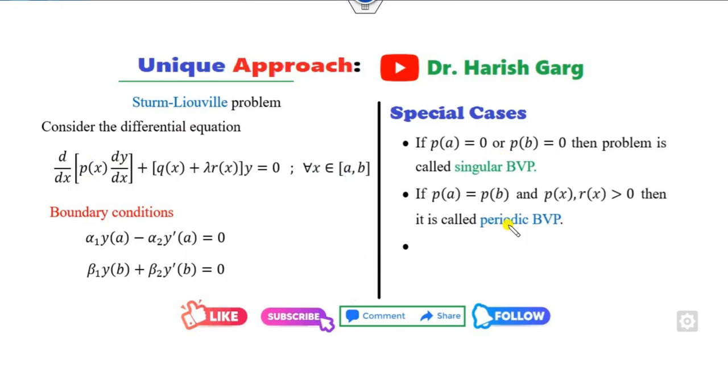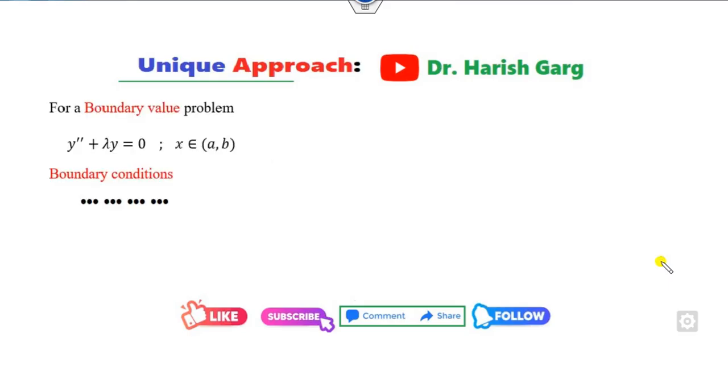On the other hand, if both p of a and p of b are equal, but it may or may not be 0, and the other values p, q and r are all greater than 0, then we call it the periodic boundary value problem or periodic Sturm-Liouville problem. And the last case, if p and r are both positive, whatever the value of q, it may be positive or it may be negative, then we call it the regular boundary value problem.